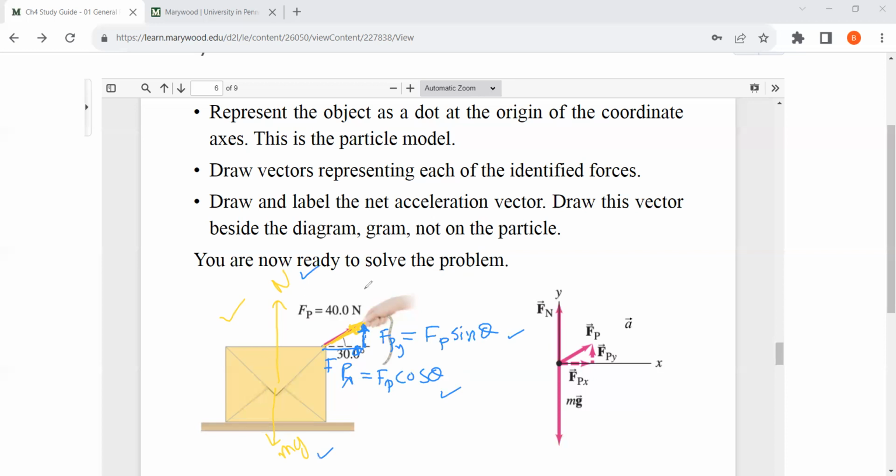And then you have to understand that when you pull this box in this direction, the acceleration will be only in this direction. So you also have to draw the acceleration to show that the object is moving in this direction. Once you have that, we separately write two equations: one is Fx equal to max, and another is Fy equal to may. And then solve the problem.